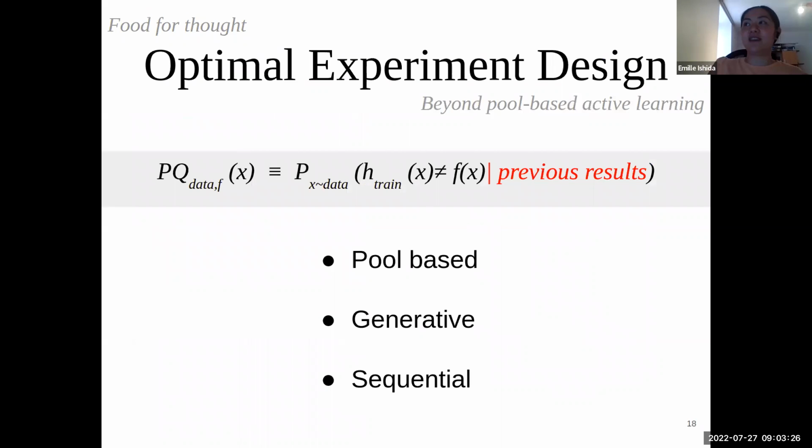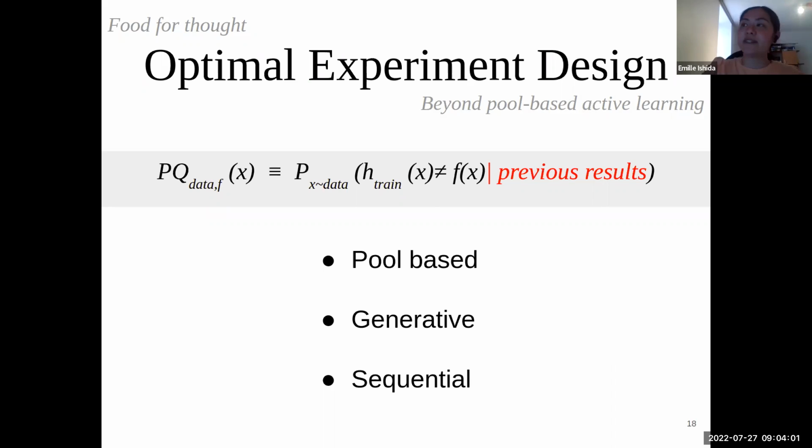And another point that I think is important to make here is that there is more than pool-based active learning. From the statistical perspective, if you look at these optimization problems, what we are trying to do is optimal experiment design, which means that you want the probability of your loss function to depend on your previous results somehow. Pool-based active learning is just one way in which this dependency can happen, but there are other ways that this dependency can happen.